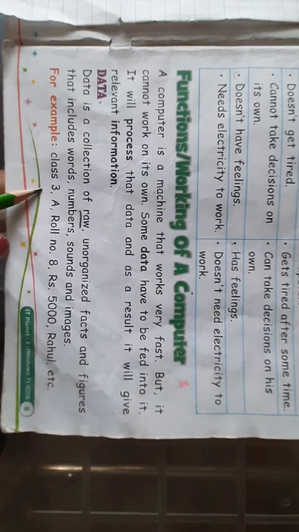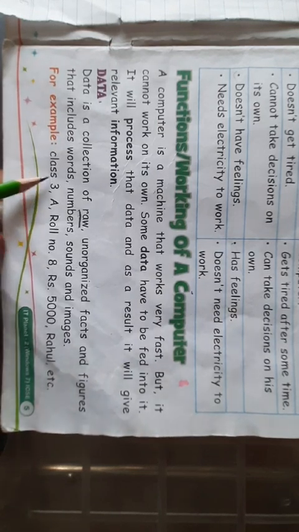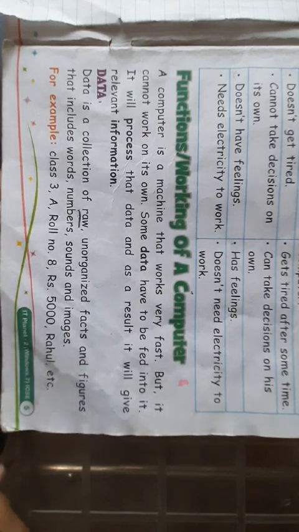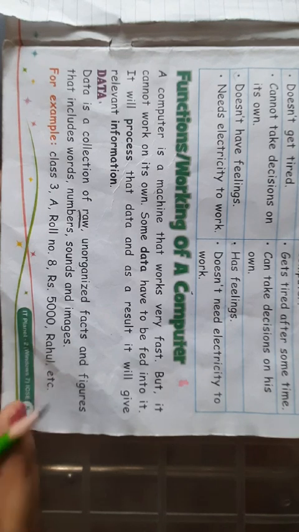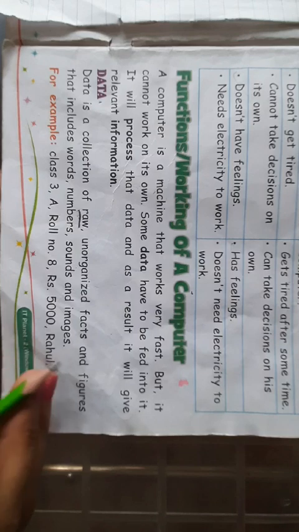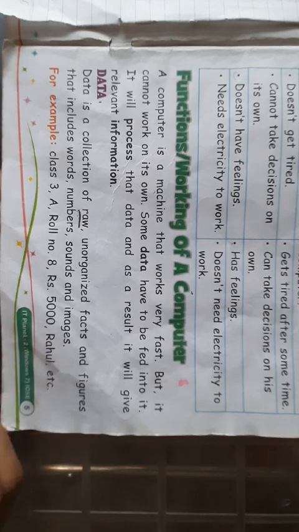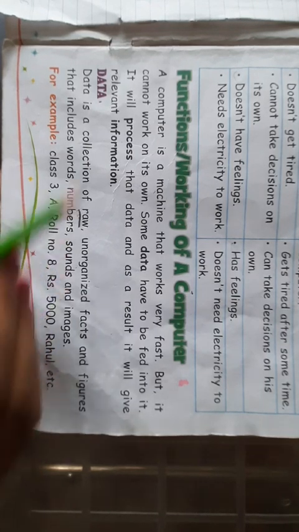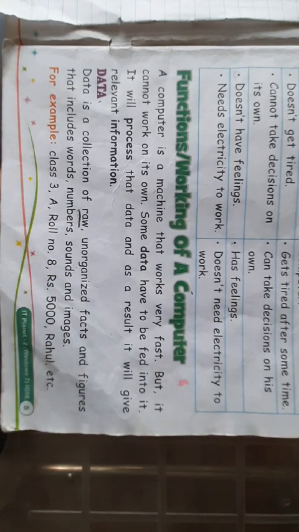As you can see in the example down here, it's saying class 3A. We are not understanding much from it. So what information does it want to give us? To understand better, we need information. So what does the computer do? The computer processes it and then gives us the information.